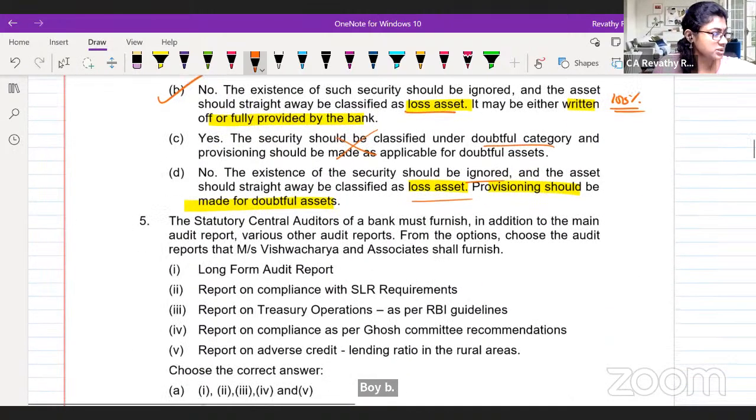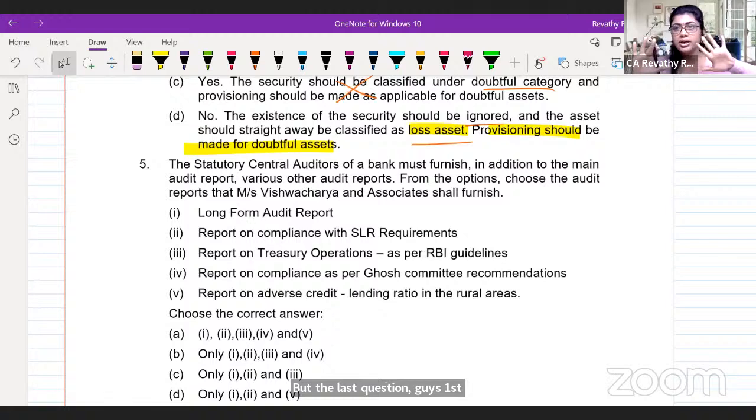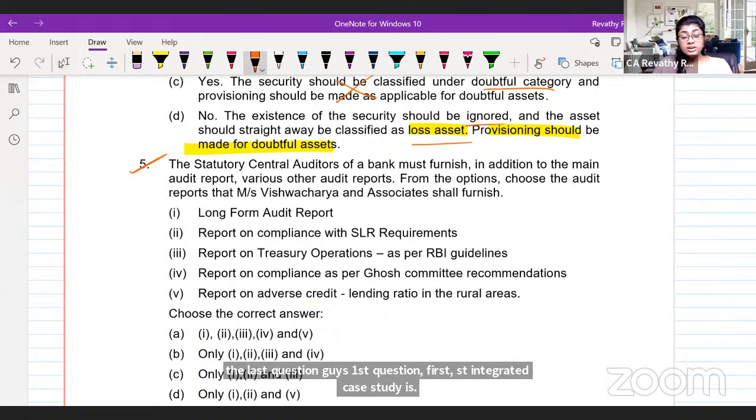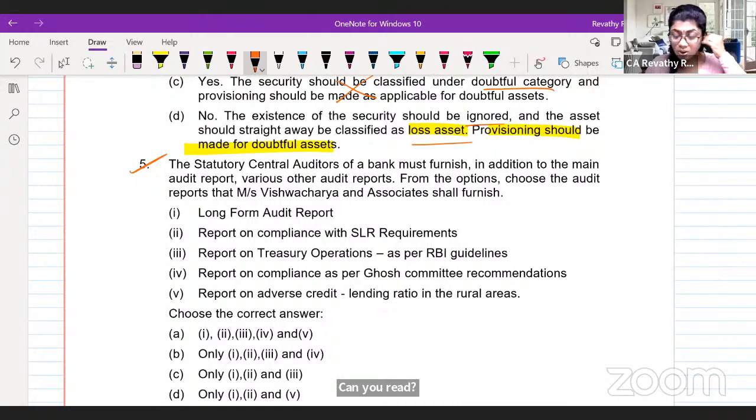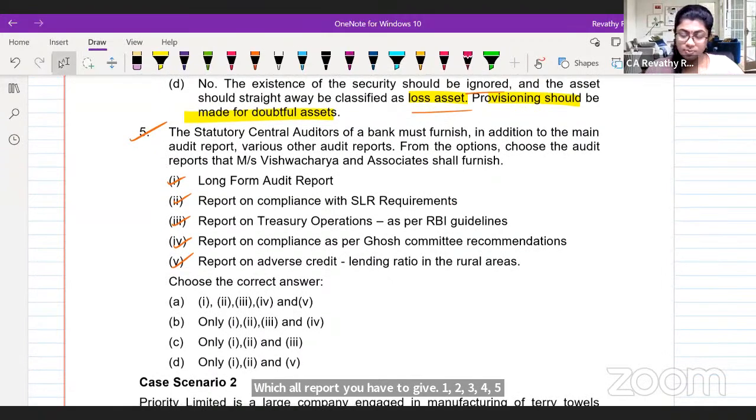So the last question, guys, first integrated case study is done. Can you read? The central statutory auditors of the bank must furnish, in addition to the main report, various other reports. From the options, choose the correct report that Messrs. Associates will furnish. LFAR, SLR, treasury. We already said. Which all reports you have to give? 1, 2, 3, 4, 5. All these reports we have heard except this. This is just a report on compliance. So the answer is B. Okay.